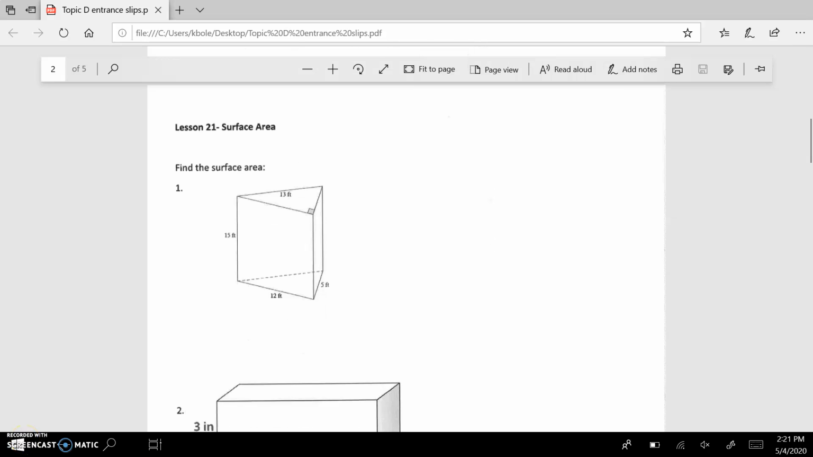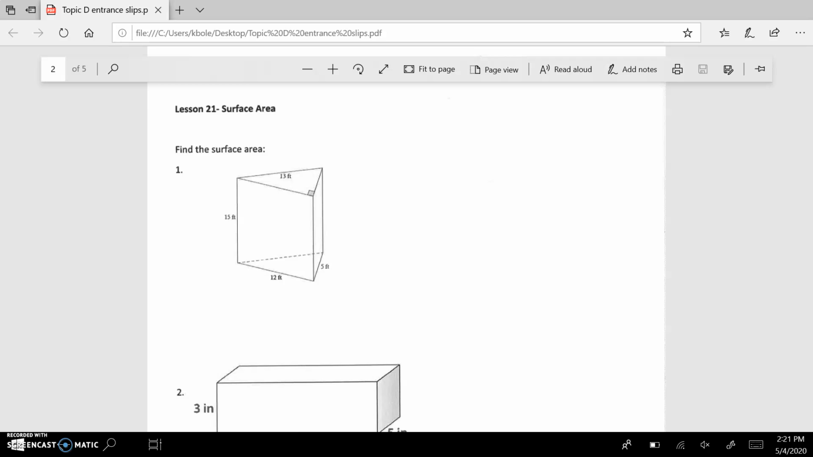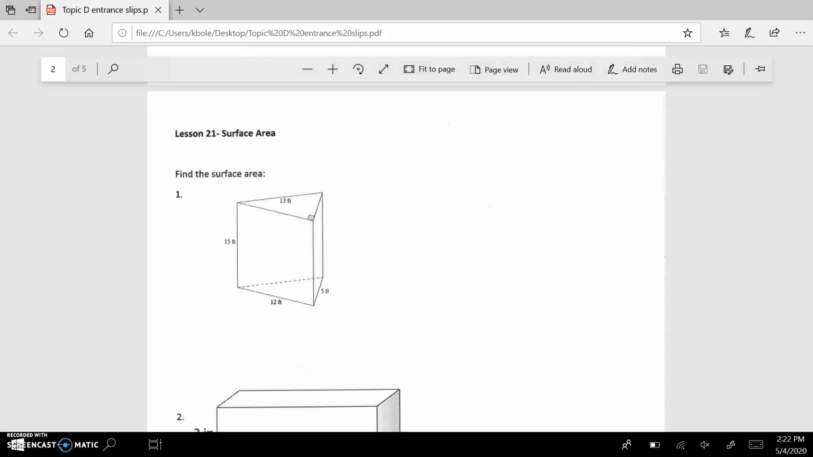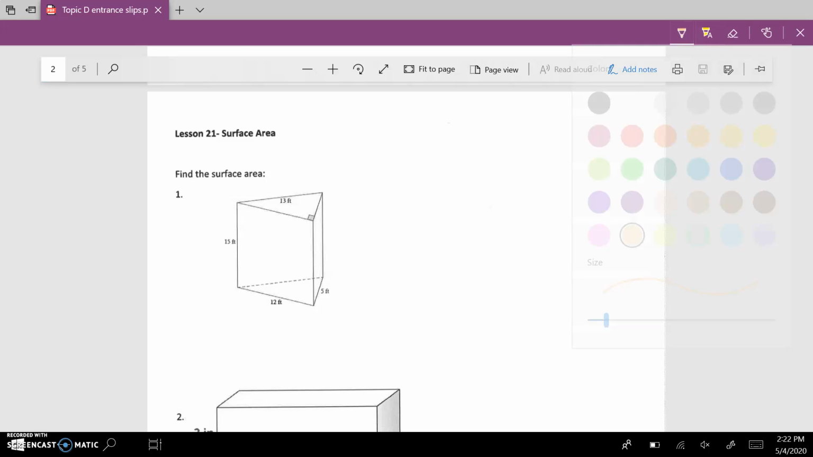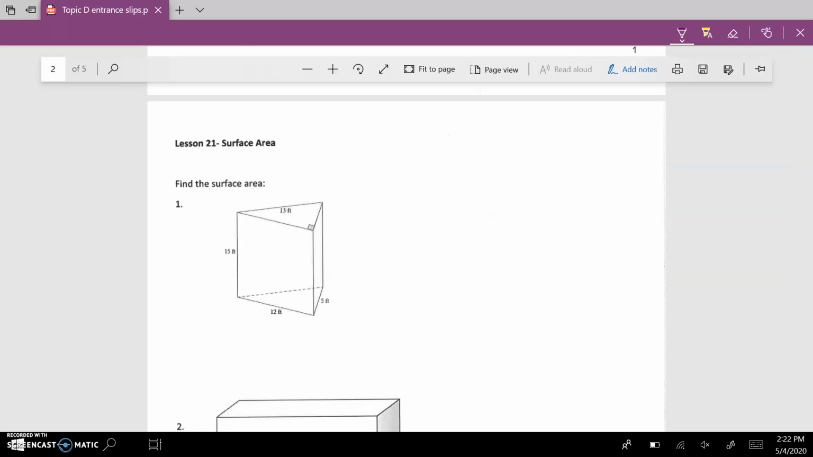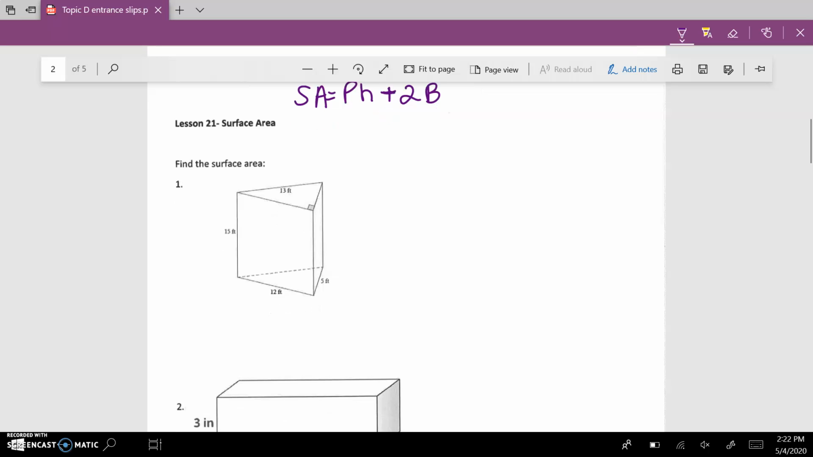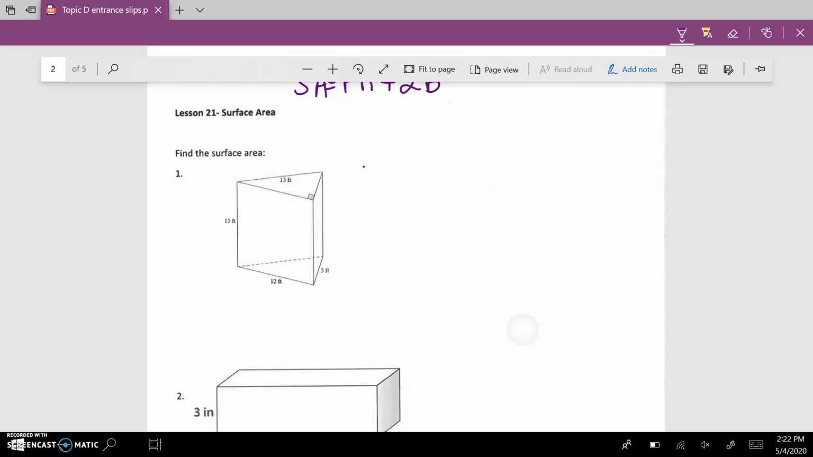Alrighty, here we are on the entrance slips for lesson 21, where we are finding the surface area for some 3D shapes. I'll put it at the top here just so we have it to look at: to find the surface area, the formula is the perimeter of the base times the height plus 2 times the area of the base. Okay, so if we look at number 1 here, let's see.